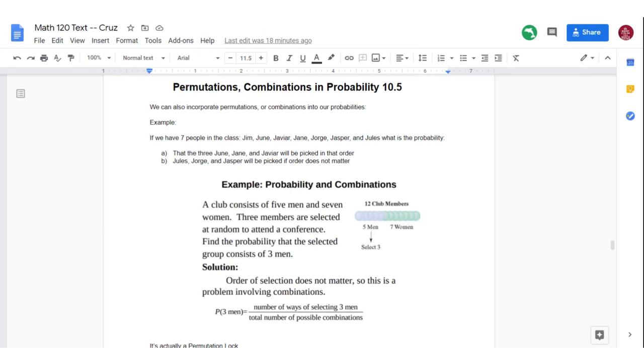But let's just say we've got 7 people in a class: Jim, June, Javier, Jane, Jorge, Jasper, and Jules. So we've got 7 people. And we want to find the probability, if we select 3 of them, that they will be picked in that order of June, Jane, and Javier. All right. Well, this is order.